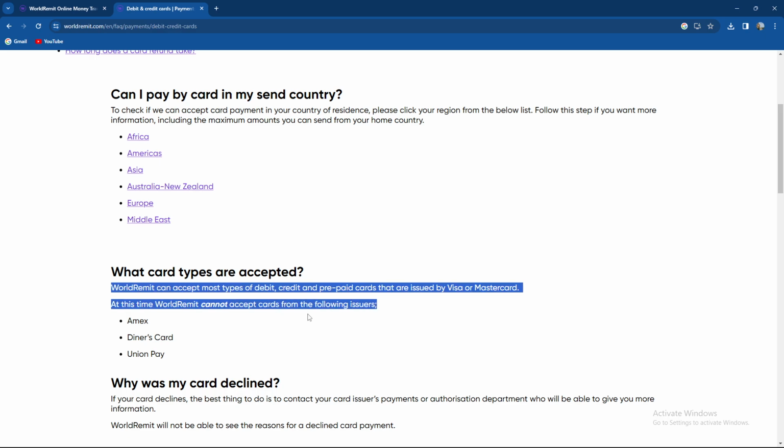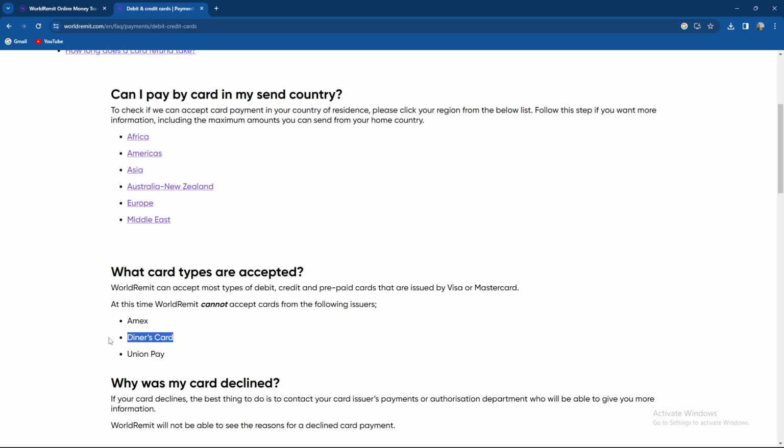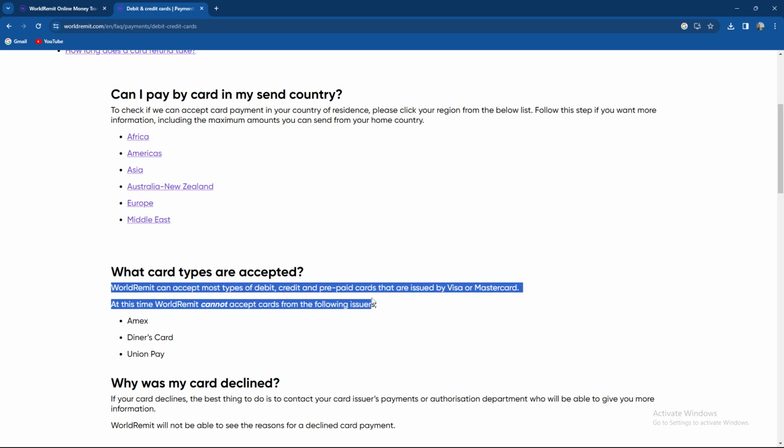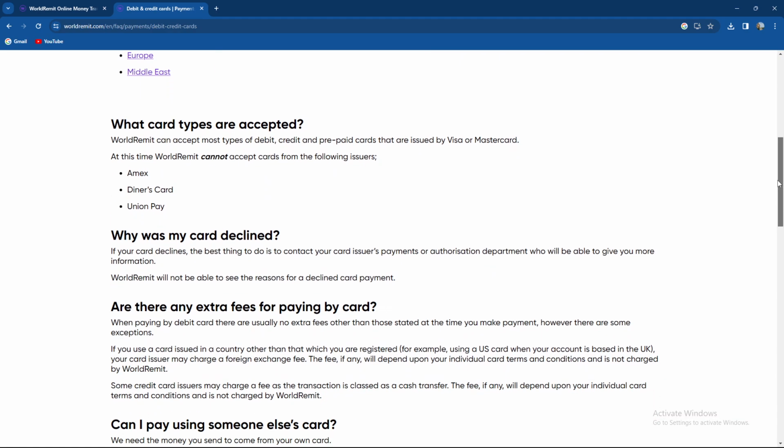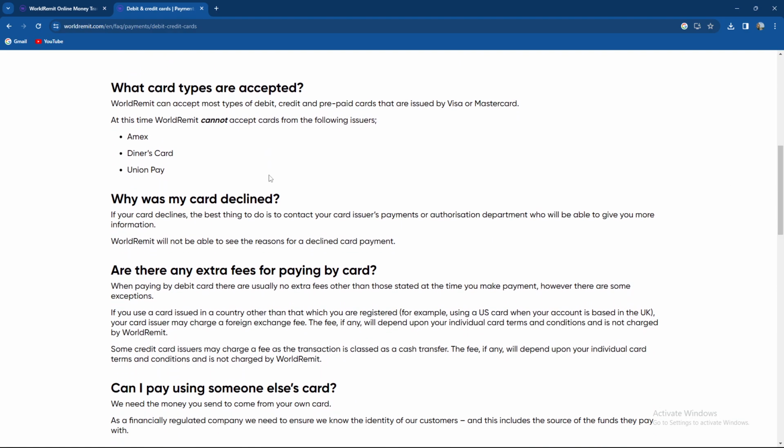What card types are accepted? We have Amex, Diners Card and Union Pay. So WorldRemit can accept most types of cards, so debit, credit and prepaid cards that are issued by Visa or MasterCard. At this time, WorldRemit cannot accept cards from the following issuers, as I said, Amex, Diners Card and Union Pay.